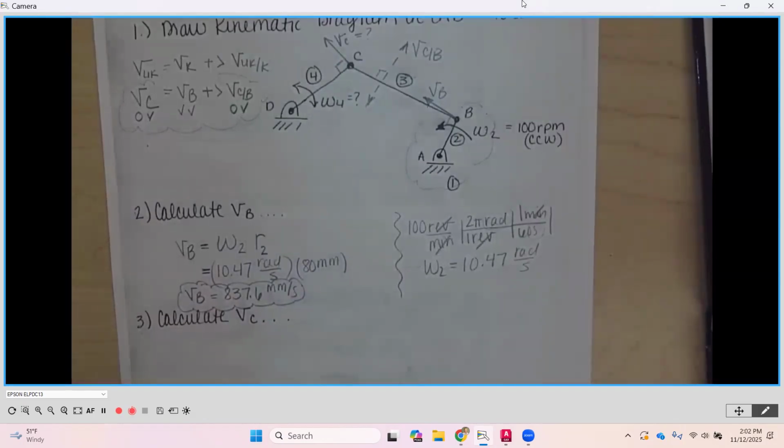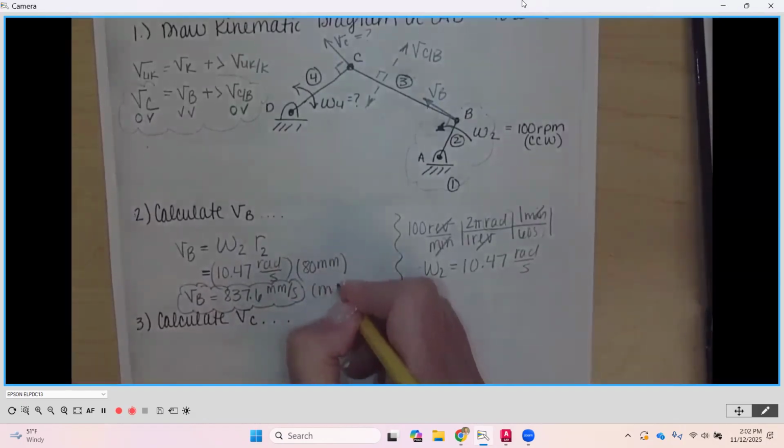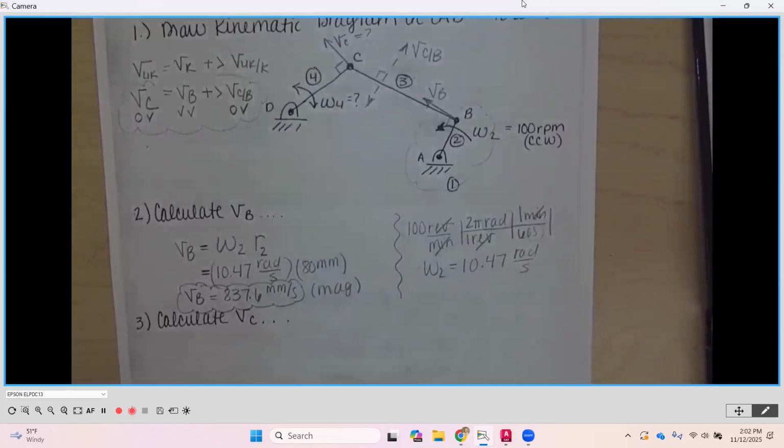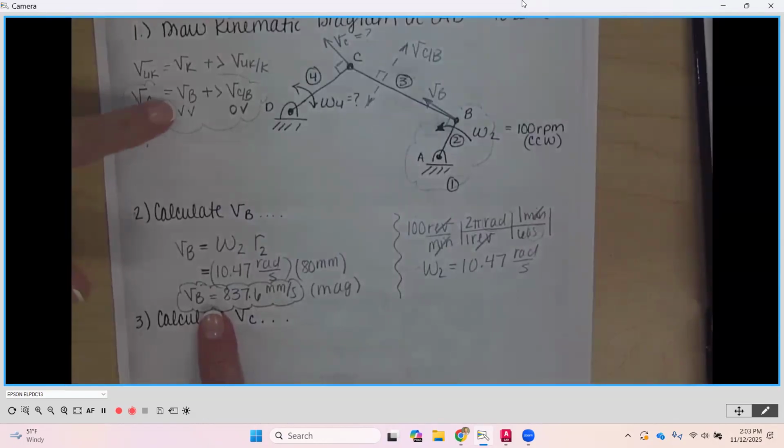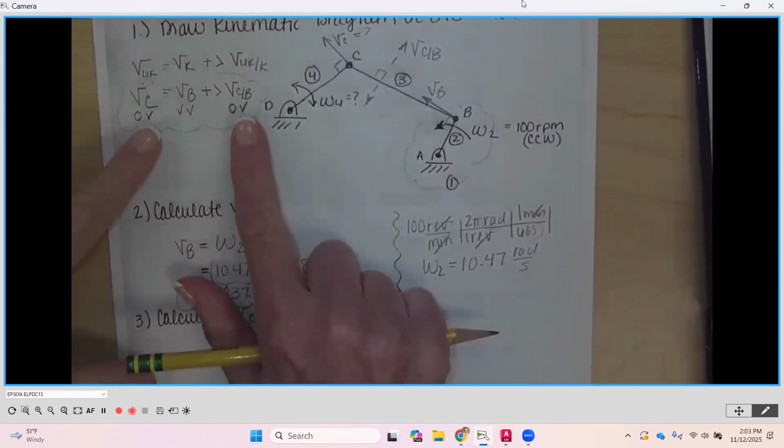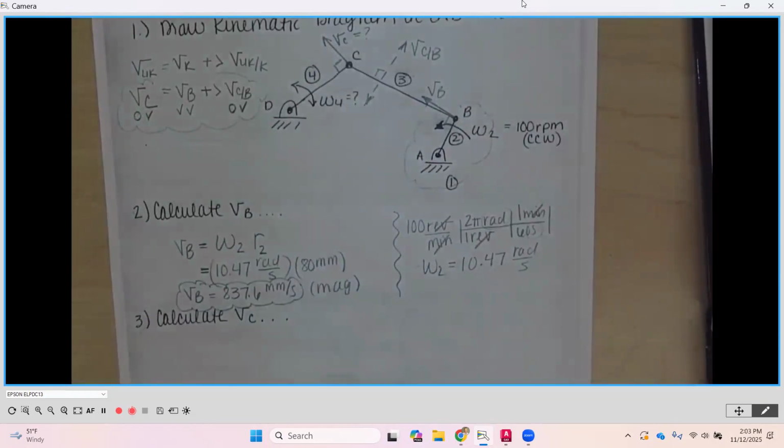So you should get a magnitude of 837.6 millimeters per second. Did you guys get that? Same number? Yeah. Okay, perfect. Good, good, good. Thank you. So now that's the magnitude of velocity of B, and we know its direction. And again, our only two unknowns here are going to be the magnitudes of C relative to B and C.